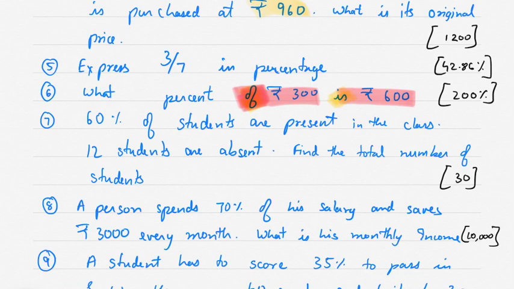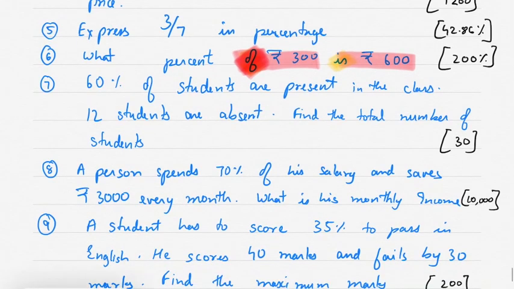What percent of rupees 300 is 600? So you are supposed to calculate percentage of 600 out of 300. Understanding? So while reading the question, read the grammar, see the grammar. What percent is rupees 600 of rupees 300? In that case also it will be 200%. So of rupees 300 means out of 300, what is the percent of 600? So in this case 600 upon 300 into 100.